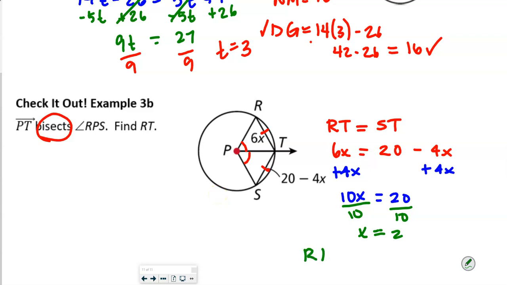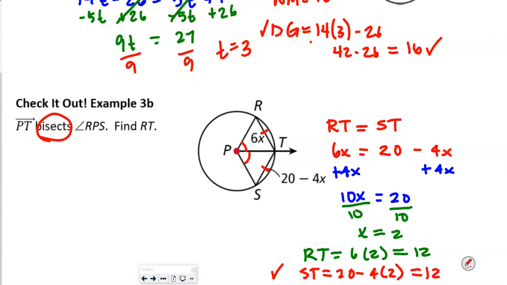So RT is going to be equal to 6 times 2, which is 12. And once again, we can check this, right? By finding what ST is, right? ST is going to be equal to 20 minus 4 times 2. Isn't that 20 minus 8? And isn't that also 12? And indeed, if those two measures are the same, then they are congruent, and that is the correct answer.